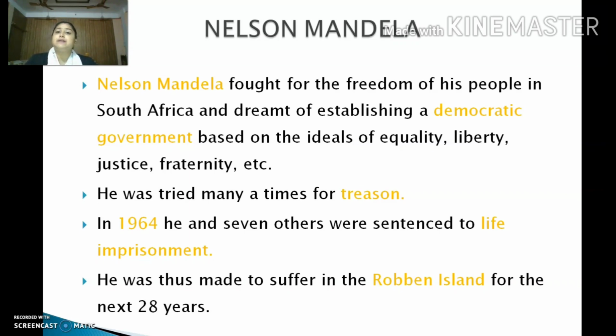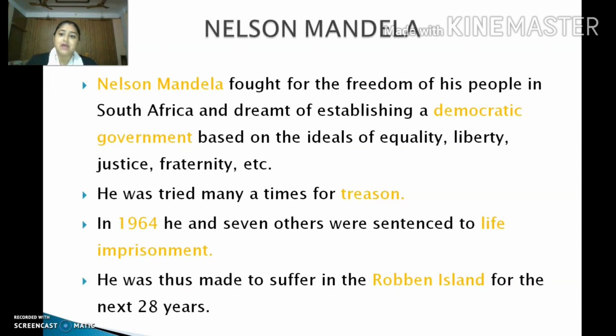So Nelson Mandela tried a lot to go against the English people, because of which he was tried many a time for treason. Many a time tried means he was punished for treason. Treason means an act through which somebody goes against the ruling government. So since Nelson Mandela was going against the white ruling community, that is why he was tried. He was sent to prison many a time.